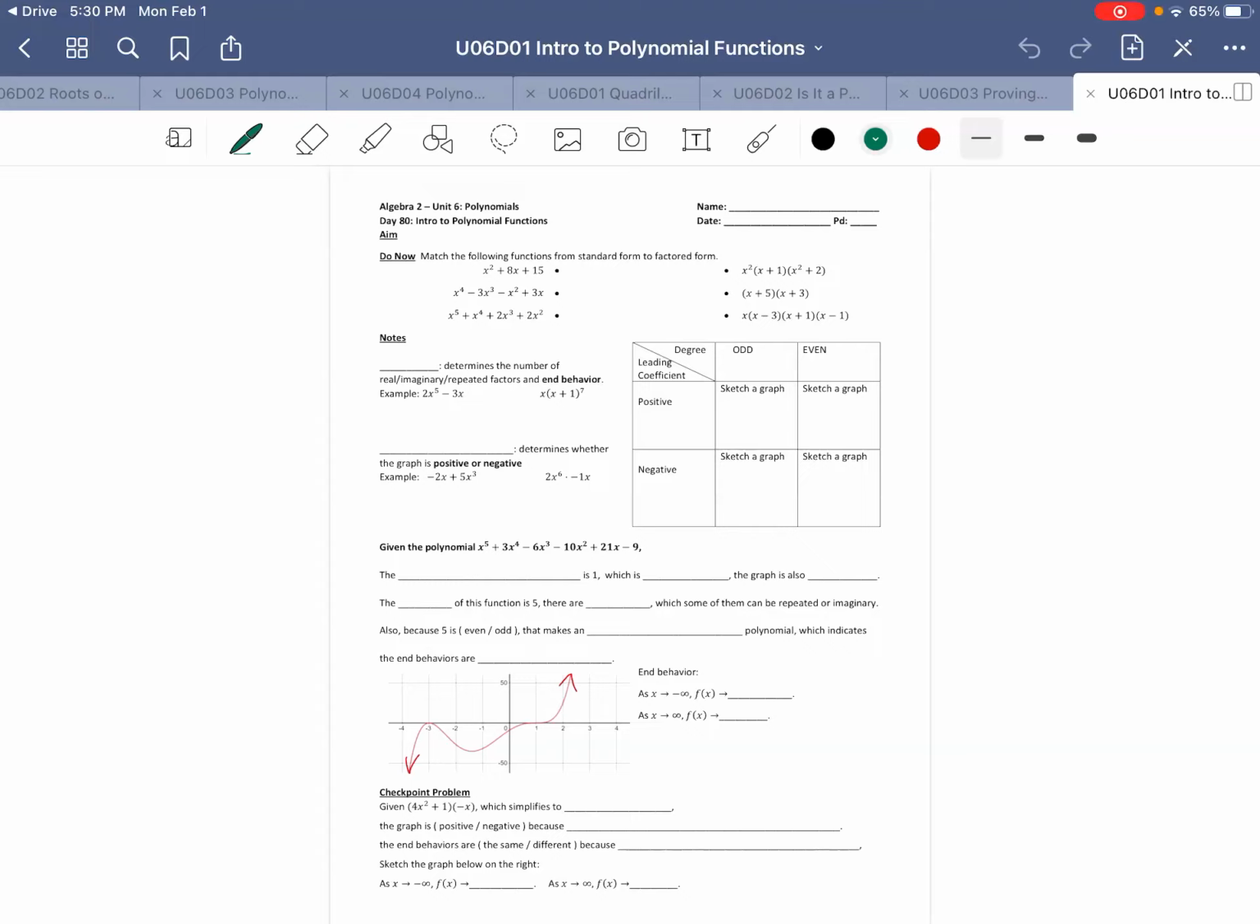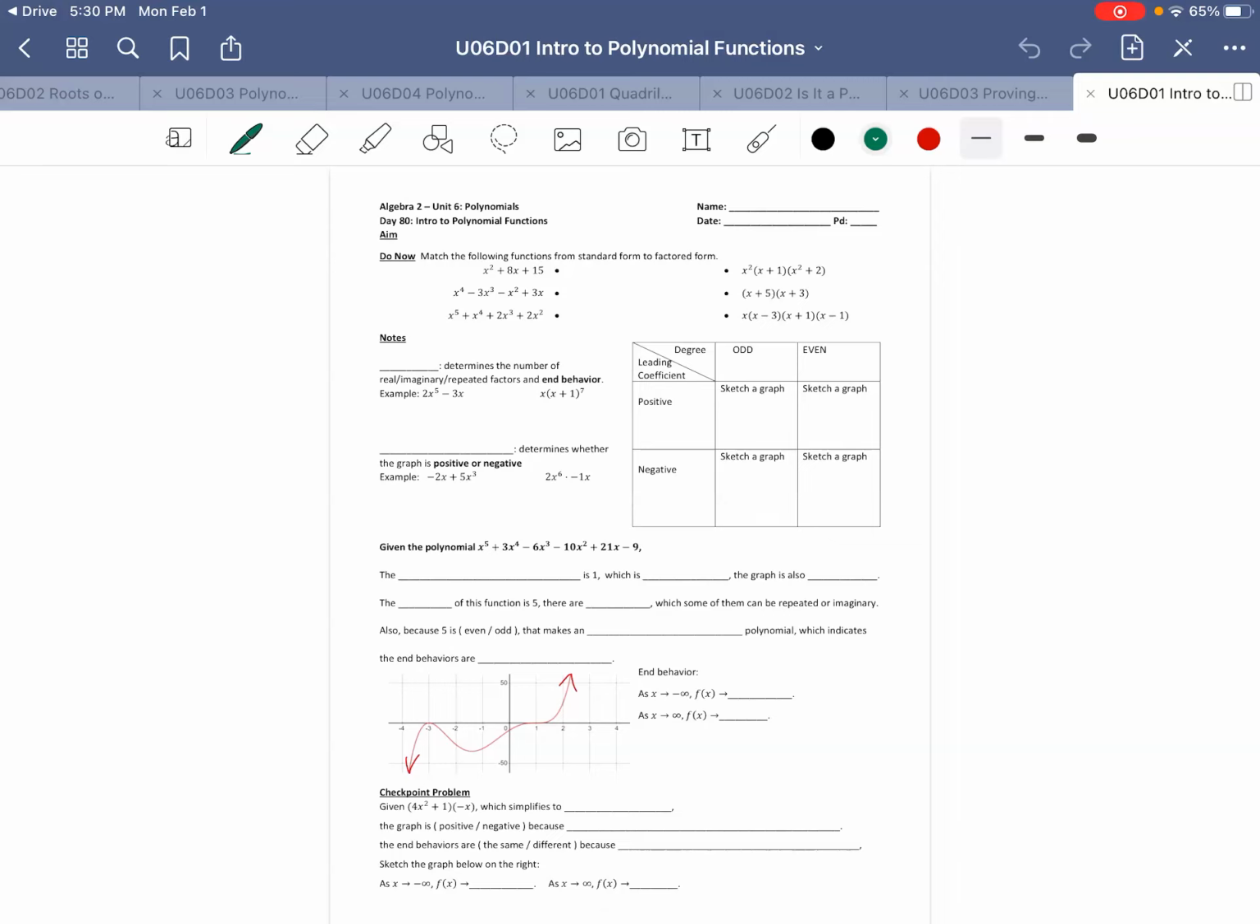So we covered this lesson at the very end of last semester, so just in case we have any new students, I wanted to record a video going over the introduction to the polynomial functions, where we spoke about degree, leading coefficient, end behavior, and roots.